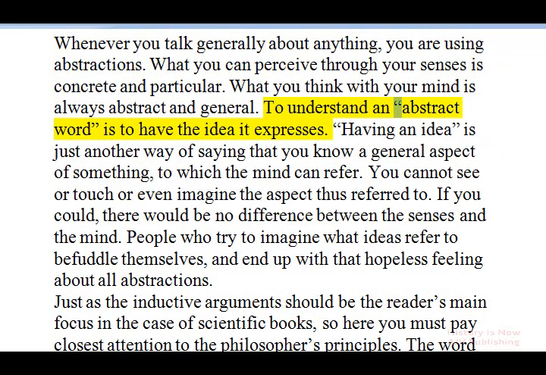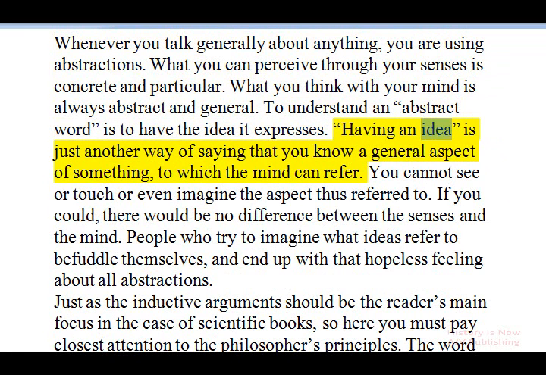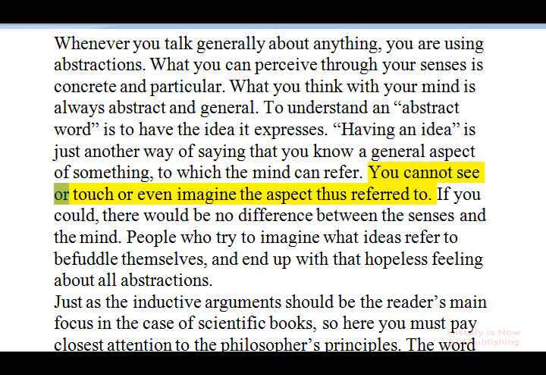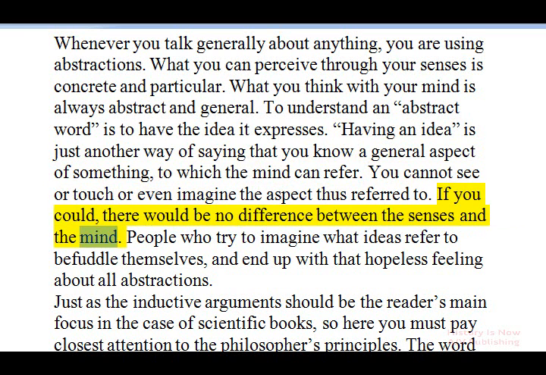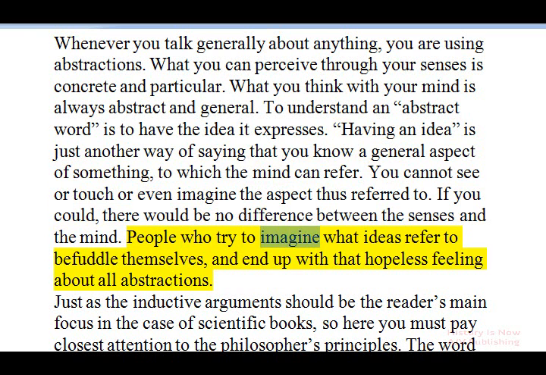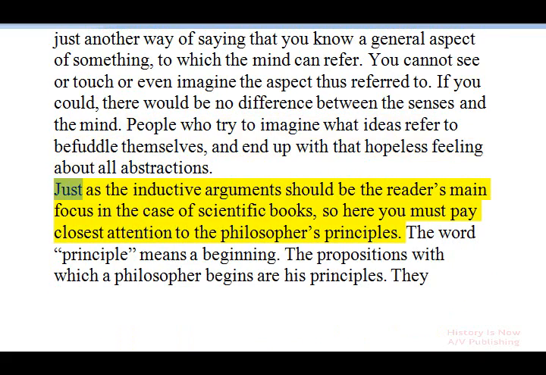To understand an abstract word is to have the idea it expresses. Having an idea is just another way of saying that you know a general aspect of something, to which the mind can refer. You cannot see or touch or even imagine the aspect thus referred to. If you could, there would be no difference between the senses and the mind. People who try to imagine what ideas refer to befuddle themselves, and end up with that hopeless feeling about all abstractions.